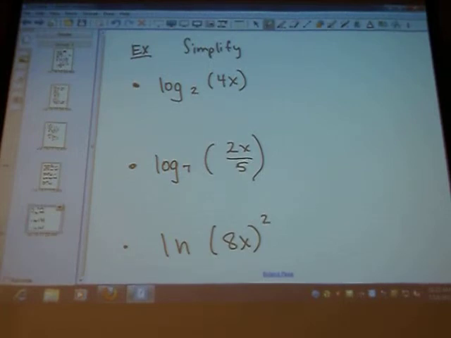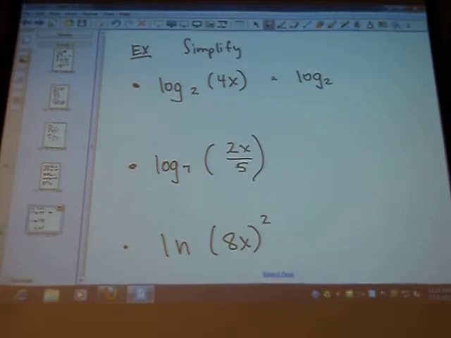Alright, what can we do with the first one? What's going on with the first one? Anybody think they got it? Log subscript 2 of 4 plus log subscript 2 of x. Alright, what do we say? Or how do we say it?